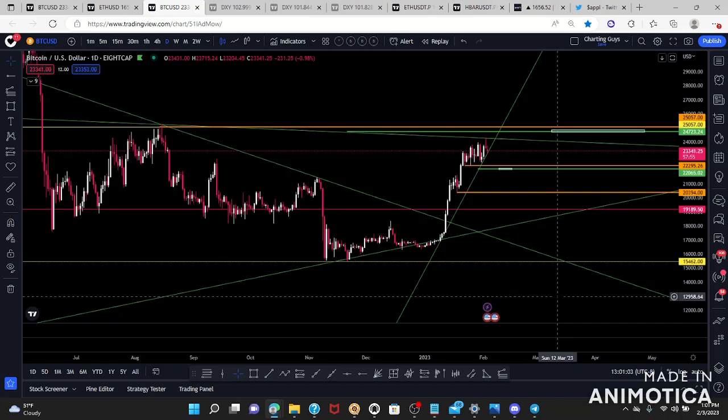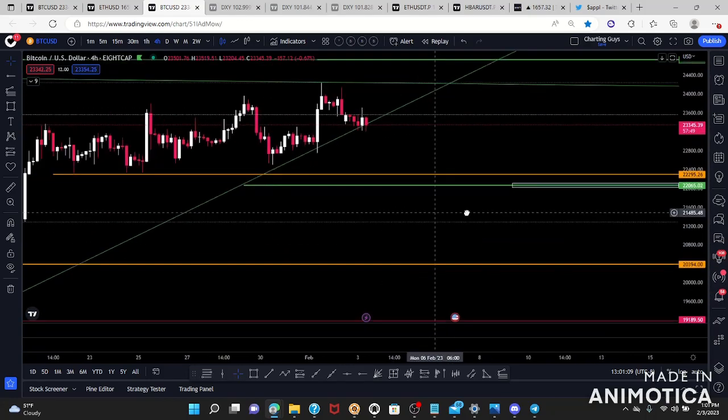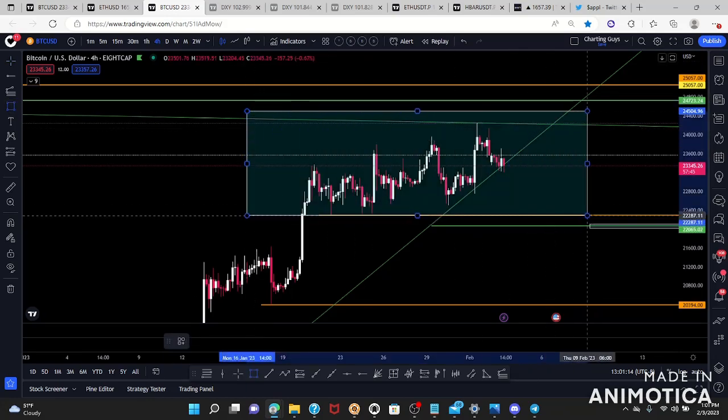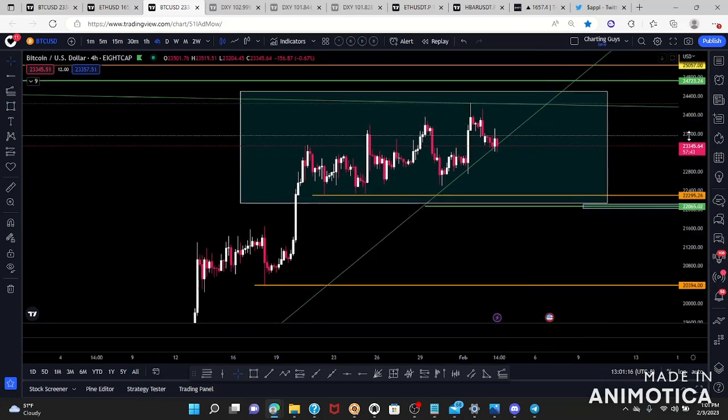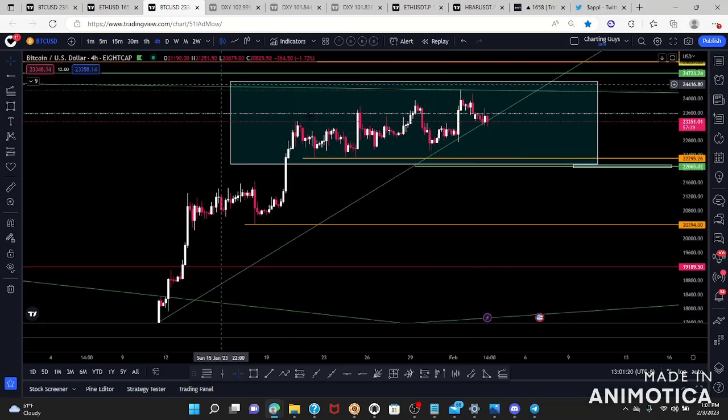Once that is said and done, go ahead and move to the 4 hour. Within the 4 hour, focus only on your 4 hour contraction phase, right? So this is our consolidation phase that we've been working on. That's all you should be focusing on.